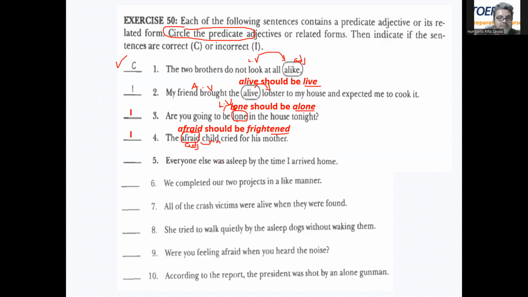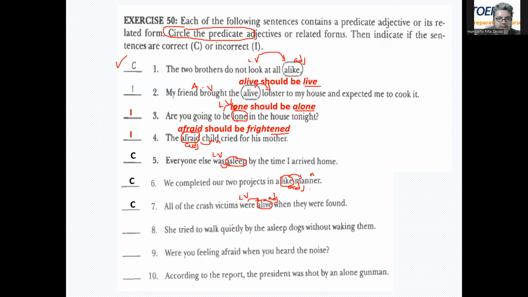Number 5, everyone else was asleep by the time I arrived home, right? So this is after the linking verb be. So this is fine. We completed the 2 projects in a like manner. All right, this is the noun, this is the adjective like. So this is fine. All of the crash victims were alive when they were found, right? So after the linking verb be, we got this adjective here, which is fine.